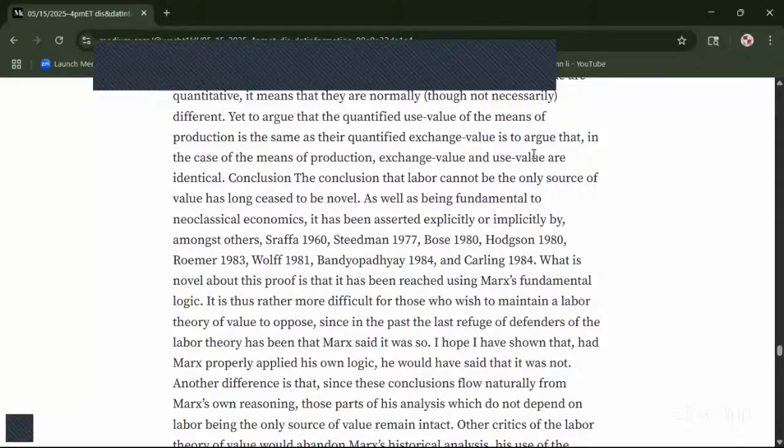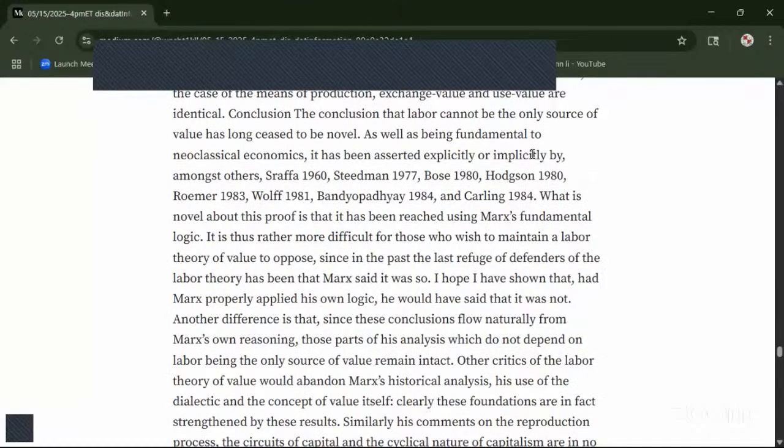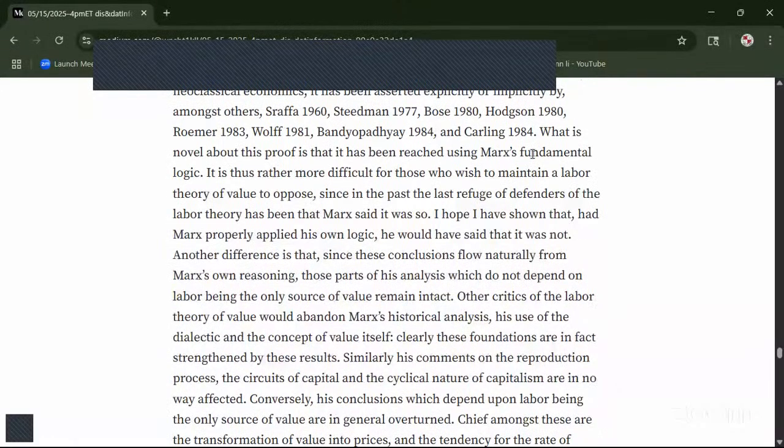Another difference is that since these conclusions flow naturally from Marx's own reasoning, those parts of his analysis which do not depend on labor being the only source of value remain intact. Other critics of the labor theory of value would abandon Marx's historical analysis, his use of the dialectic, and the concept of value itself. That's where it breaks, where people go off and say, well, there are other solutions, and the criticism is not viable. But there are some things that are just there. You can see it, in the critical realist sense, it's there.